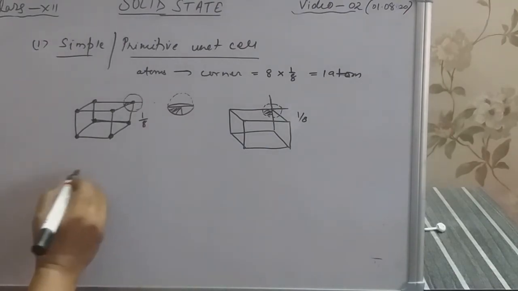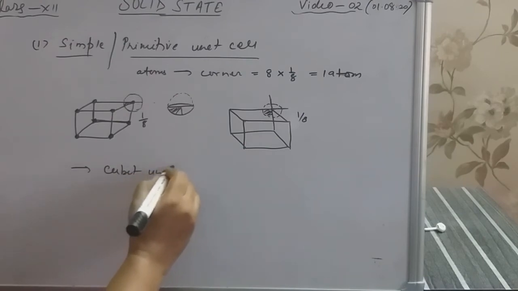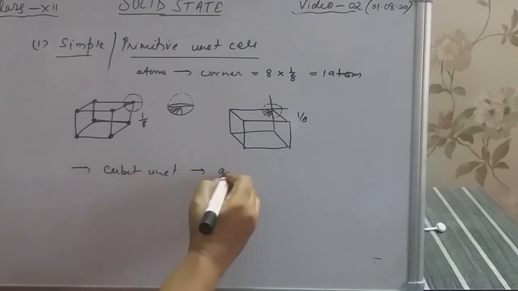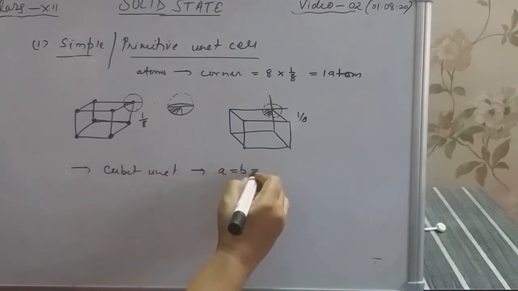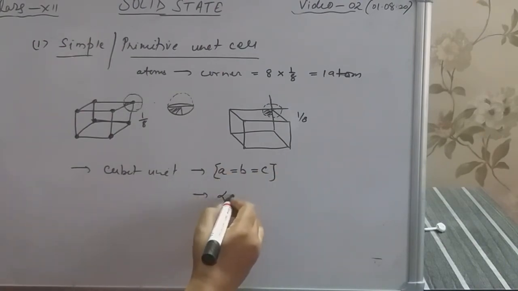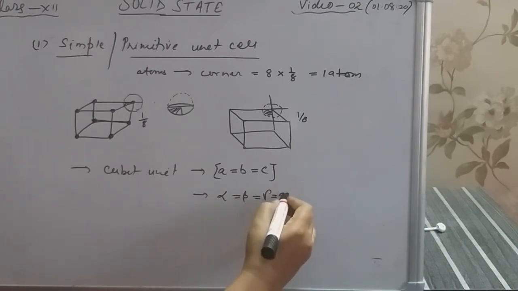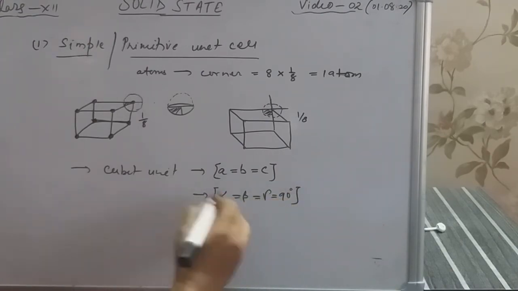Next one is the cubic unit cell, as we discussed earlier, in which a equals b equals c and interfacial angles alpha equals beta equals gamma, and this will be 90 degrees. So this is the simple representation of primitive unit cell.